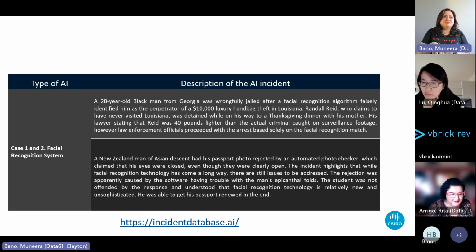So here is an example of a facial recognition system, and the incident is related to a racial issue, where one is a black man from the USA and another is a person of Asian descent from New Zealand, both of whom were subjected to discriminatory behavior by the AI system because of their race. So the AI system was not trained properly, or whatever the problem was.